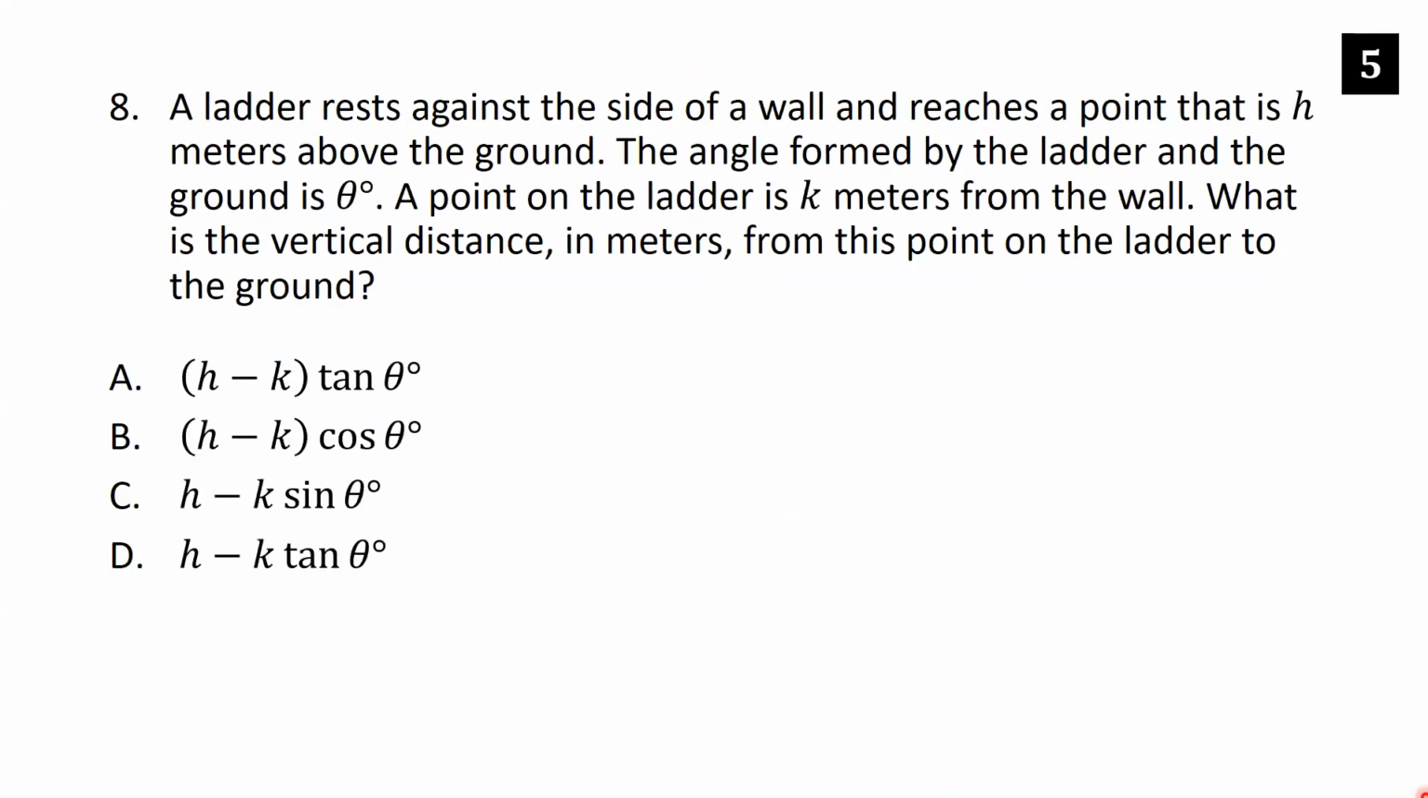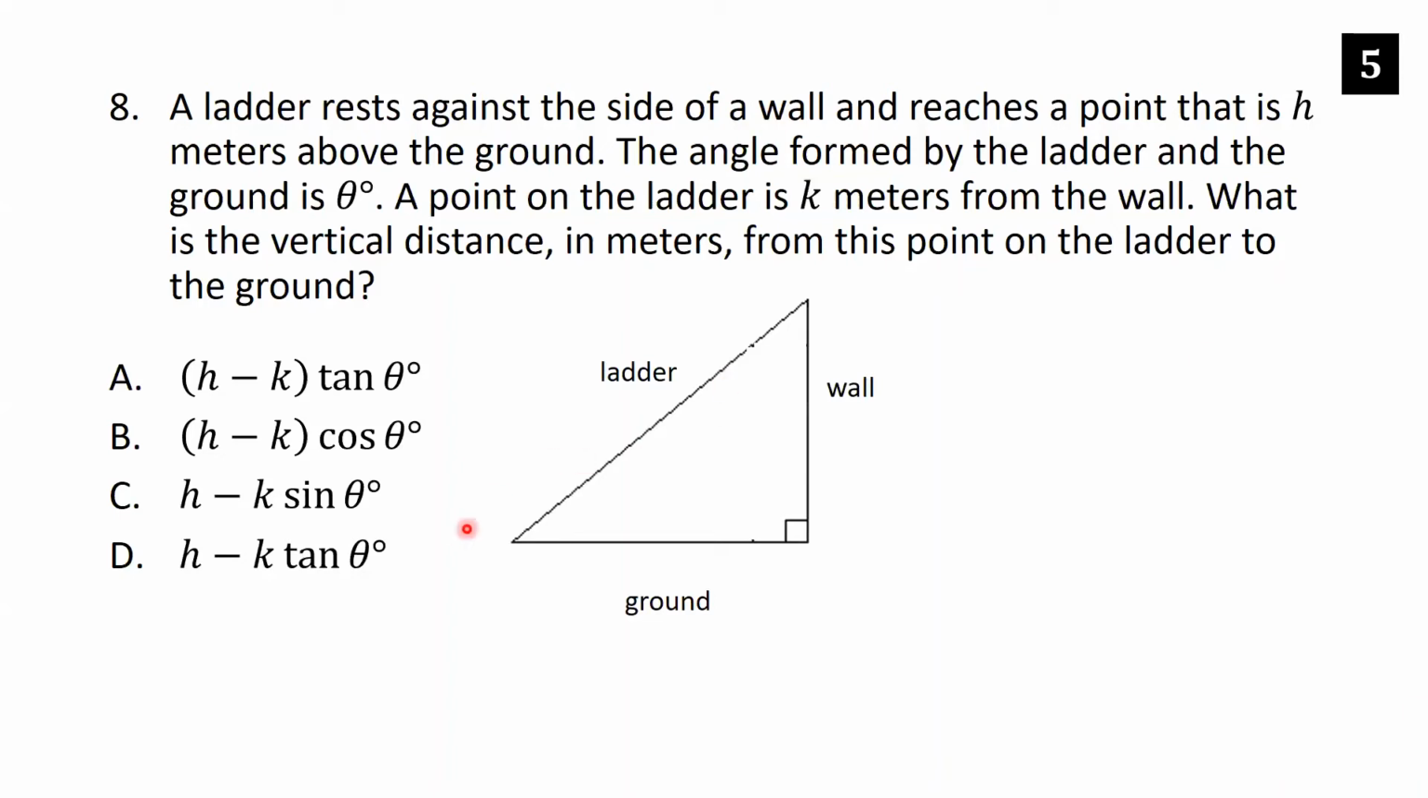8. A ladder rests against the side of a wall and reaches a point that is h meters above the ground. The angle formed by the ladder and the ground is theta degrees. A point on the ladder is k meters from the wall. What is the vertical distance in meters from this point on the ladder to the ground? Okay, that's a lot. Let's start by drawing a picture and just trying to put all the information in one thing at a time. So here's a picture.